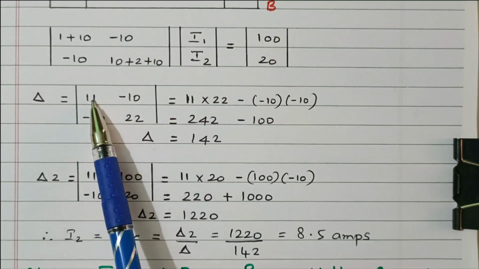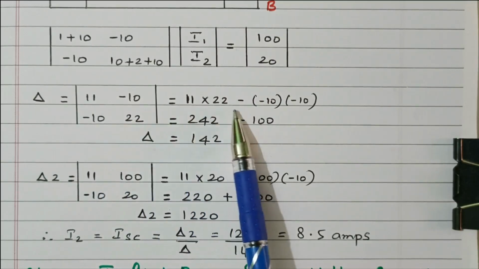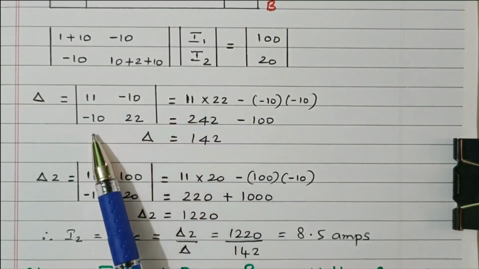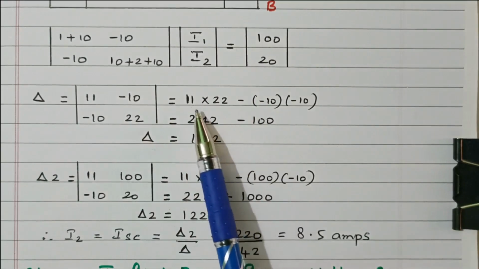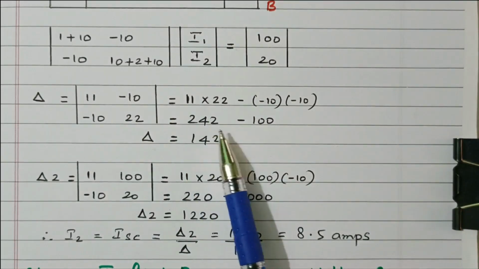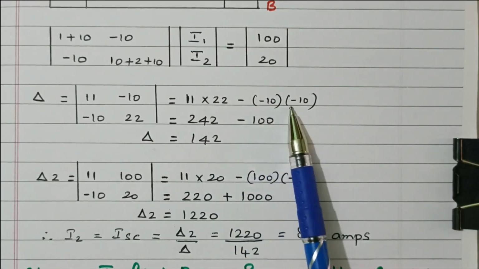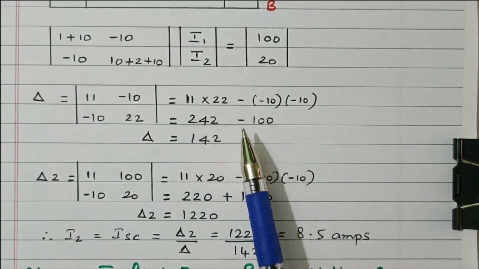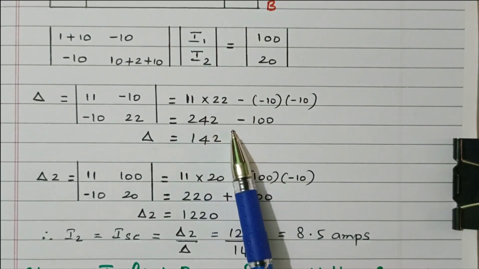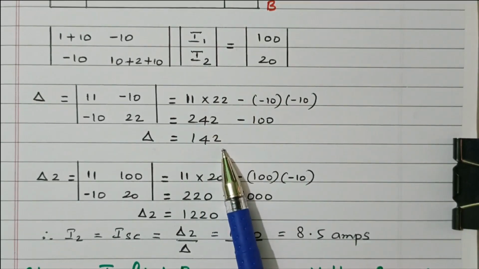So del is nothing but 11 into 22 minus of minus 10 into minus 10, right? So 11 into 22 is 242, minus 100, since 10 into 10 is 100. These two negatives got cancelled, but already one negative is available. So 242 minus 100 is 142, right?